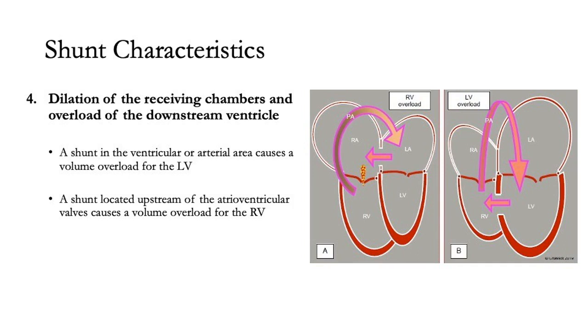In contrast, a left-to-right shunt situated upstream of the atrioventricular valves, such as an ASD or anomalous pulmonary venous return, creates a volume overload for the RV, which must pump the increased volume into the pulmonary artery. As seen in Figure A, the apex of the heart is formed by the RV and not the LV. This RV volume overload is well tolerated for 2 to 3 decades.